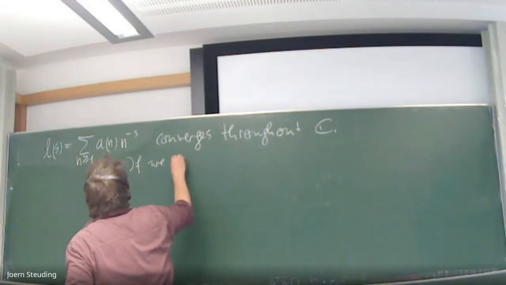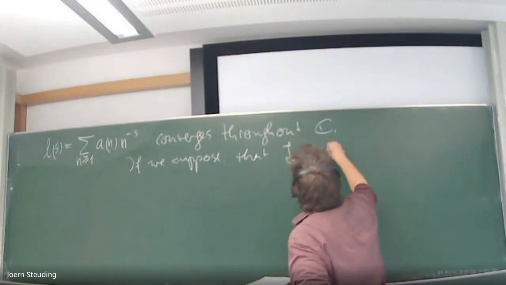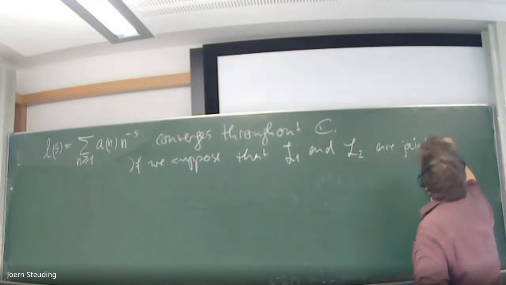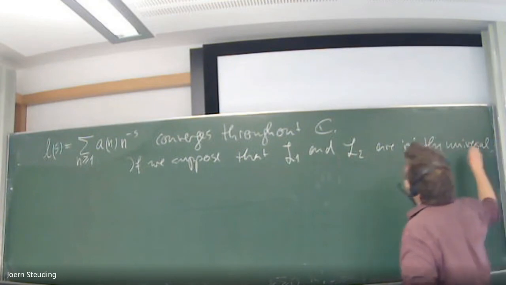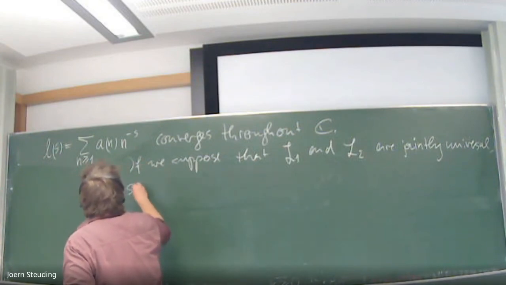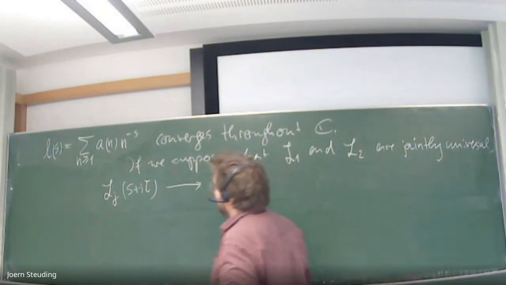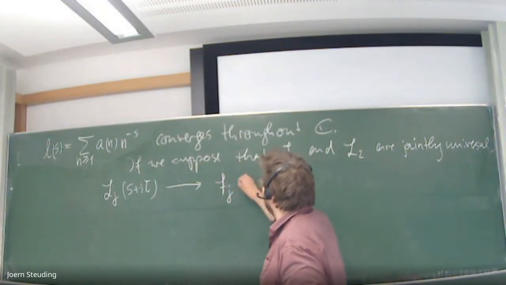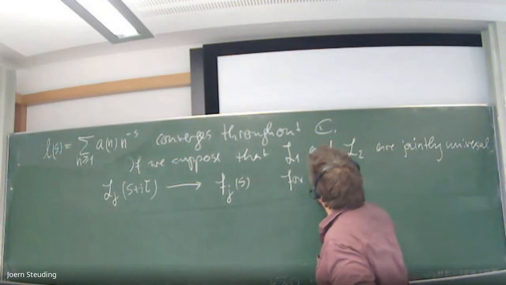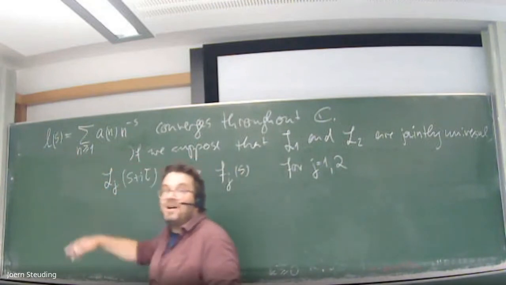If we now suppose that L1 and L2 are jointly universal, so have this nice property we know for many elements in the extended Selberg class, then we know that with shifts tau, we can approximate target functions, let's say f_j of s, as well as we want. And we can do that joint universality for both j equal to 1 and j equal to 2. And L was defined as the quotient.